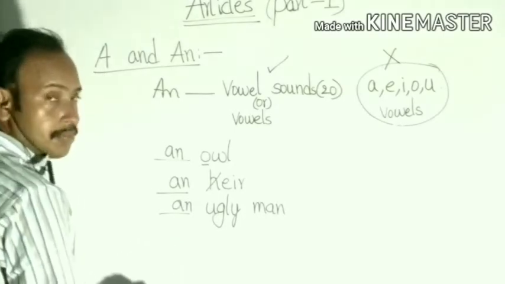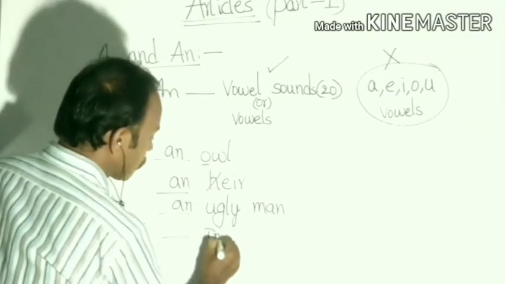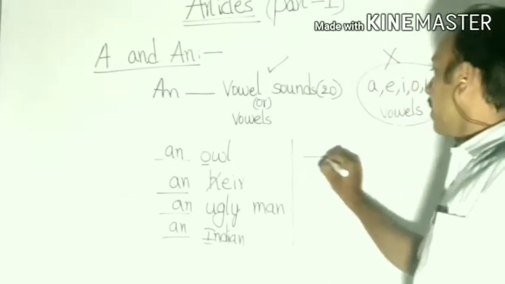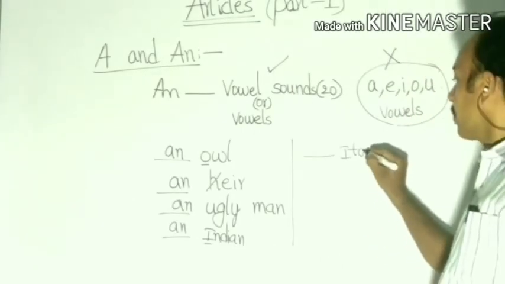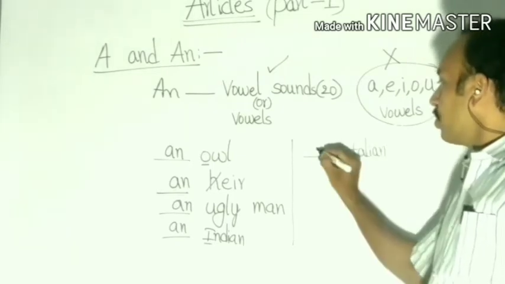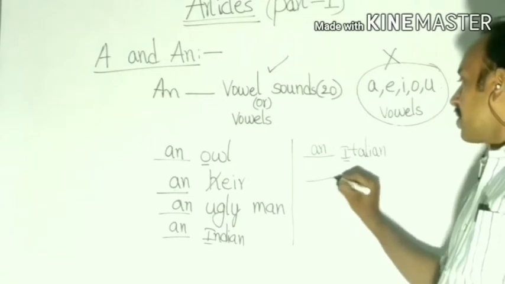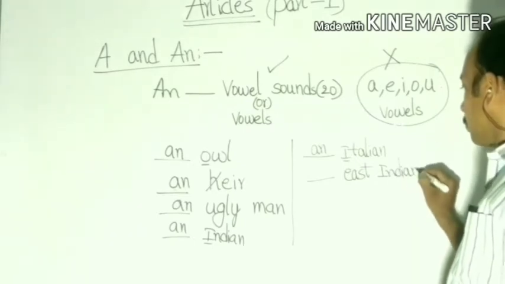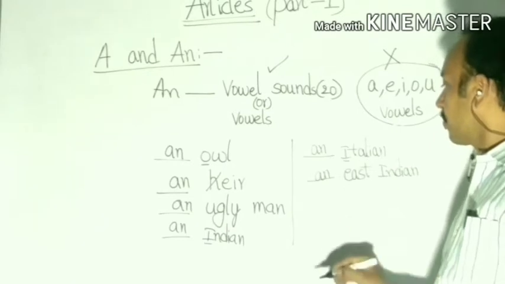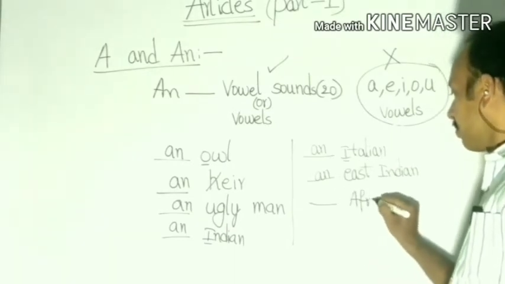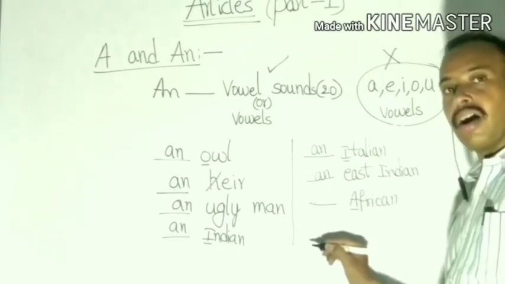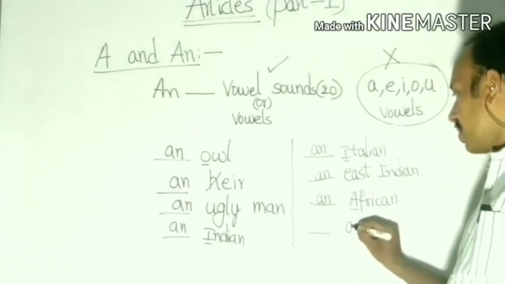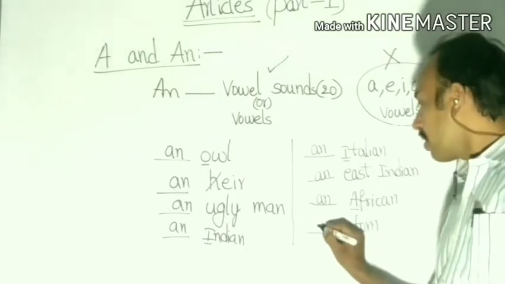Next, before certain nationalities. Dash Indian. First sound is I. So, an Indian. Next one, dash Italian. Once again, the first sound is I. So, an Italian. Next, dash East Indian. So, an East Indian. Dash African. First sound is A. Once again a vowel sound. An African. Next, coming to other examples. An atom.